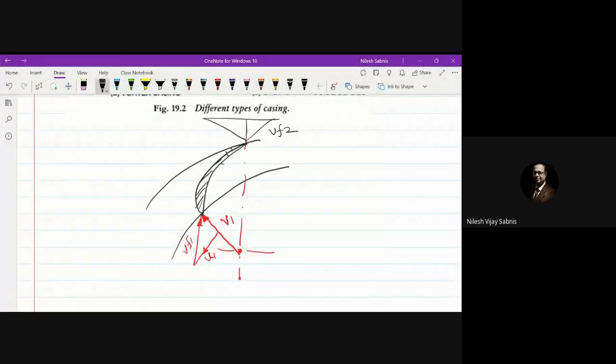It has two triangles, VF2. This is V2 and VW2, and the total is U2. Here, what we are considering, this vertical component is VF2 and this is VR2.